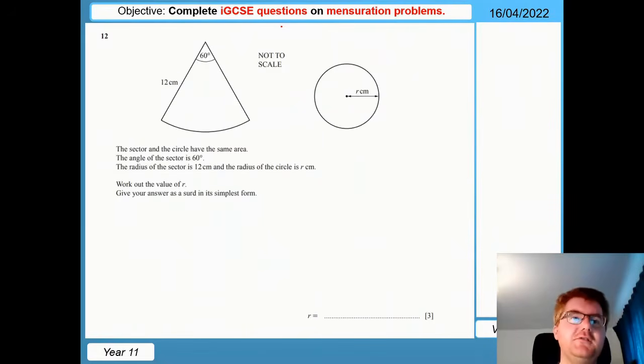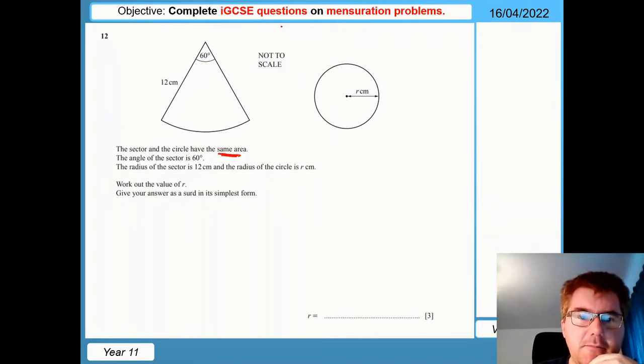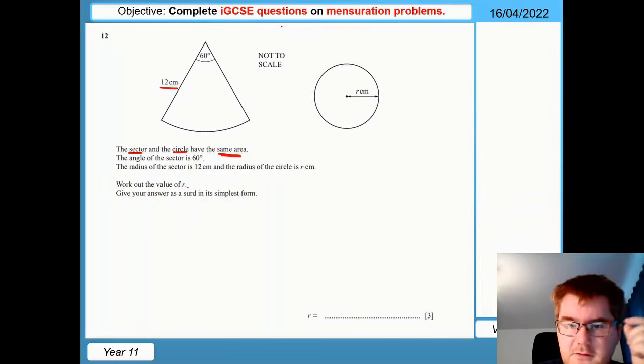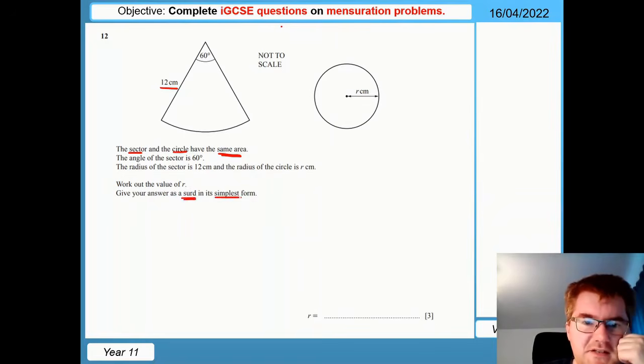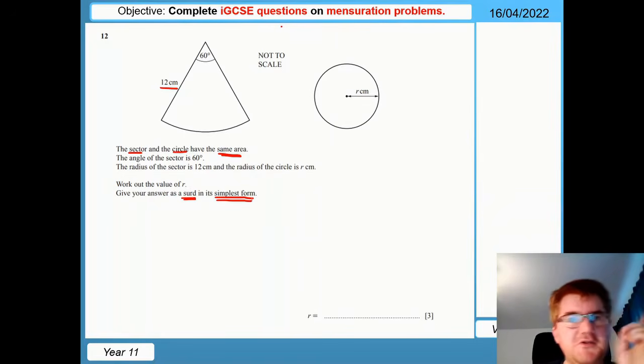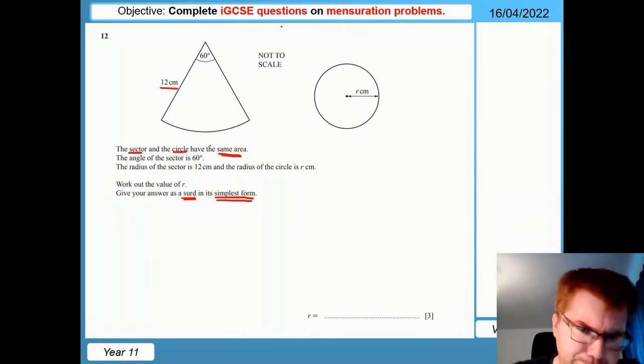Right, let's move on to another reasonably tricky question here. So the sector and the circle have the same area. That's really important, so we'll come back to that. And the angle of the sector is 60, we're given that. The radius is 12, also given in the problem. And the radius of the circle here is r. Work out the value of r and give your answer as a surd, so keep that in mind, in simplest form. There's going to be some simplifying surds, which is also an important skill to know.